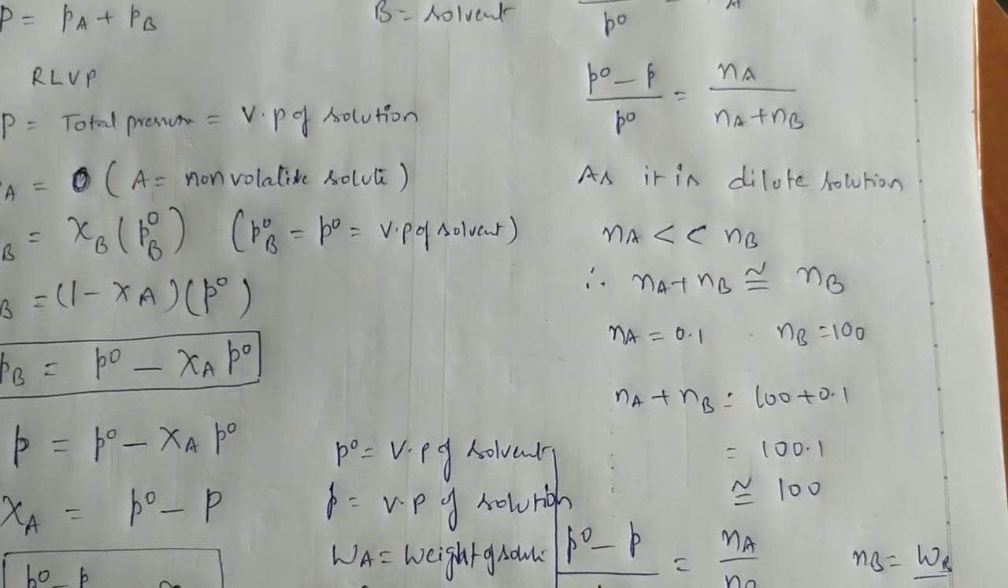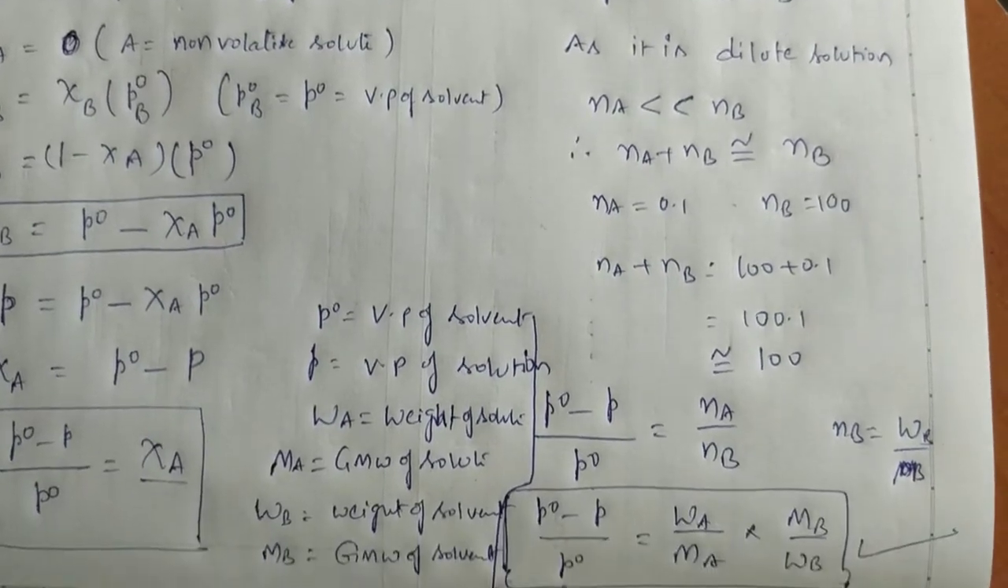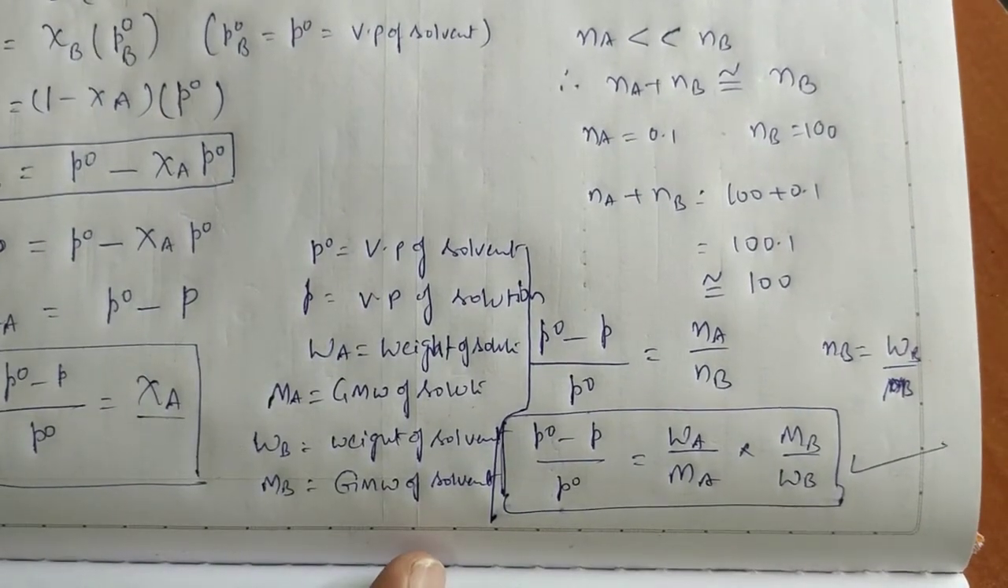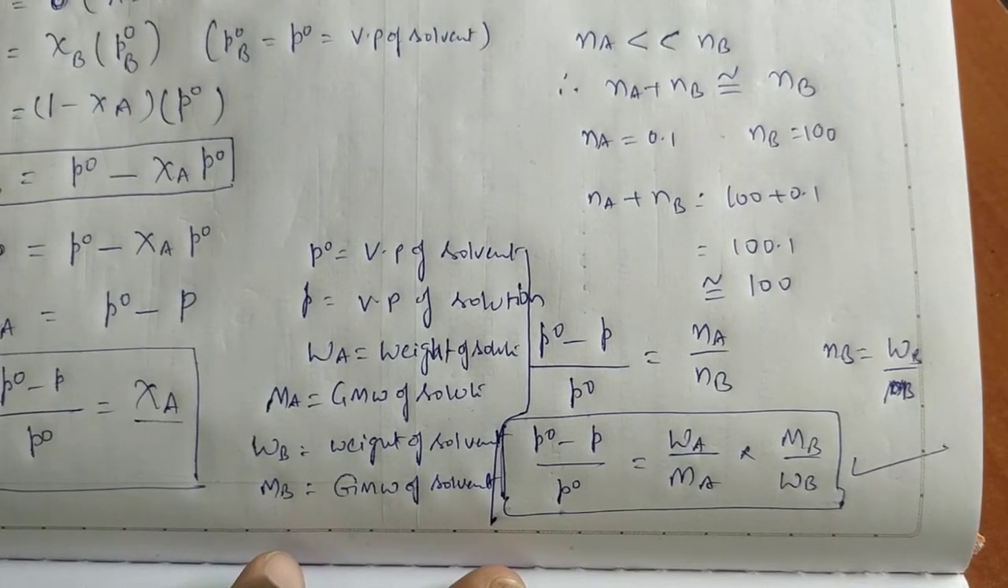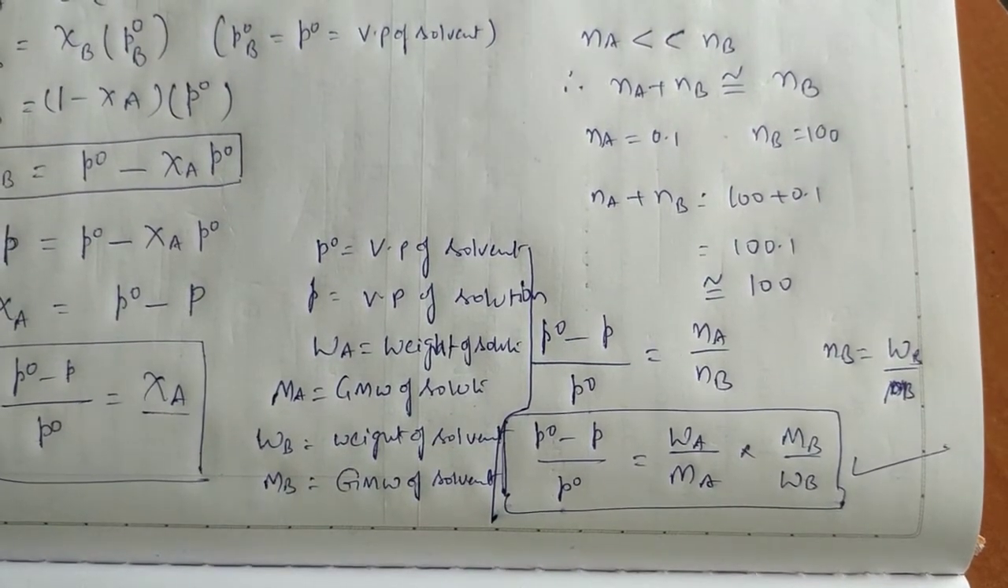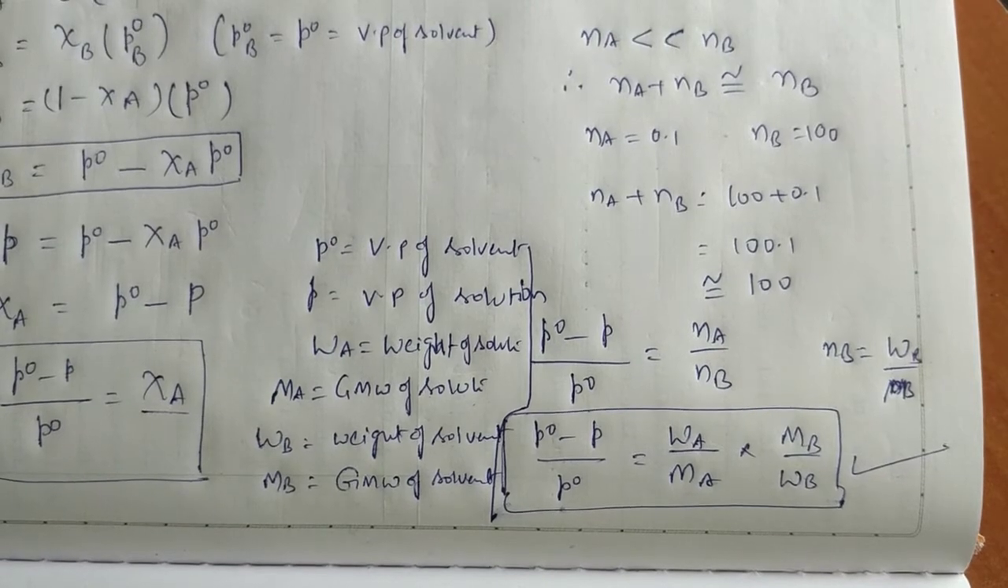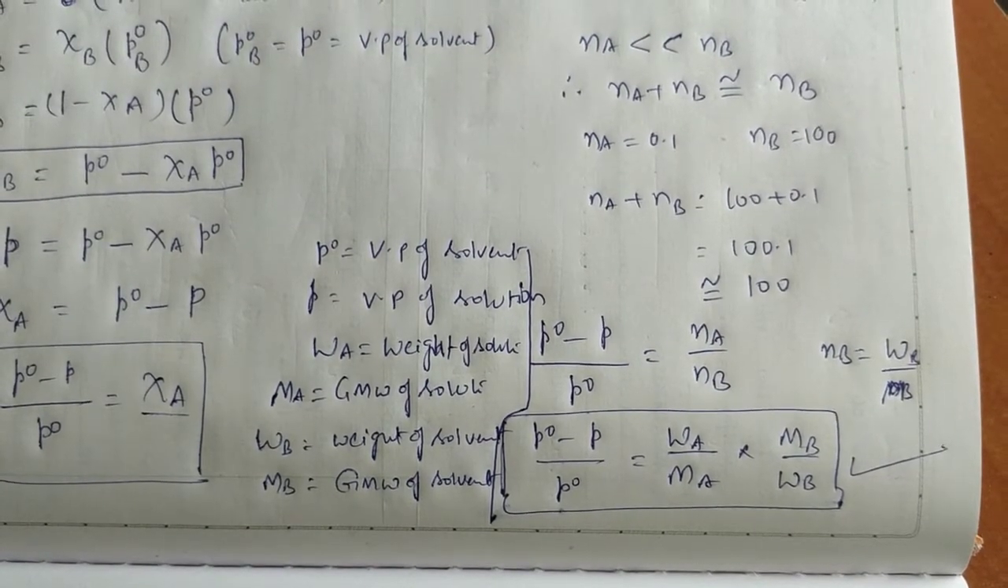Okay. And the terms are also to be noted down very well. You have to note down the terms also very well. And this is about our first colligative property. We will go to the next colligative property.